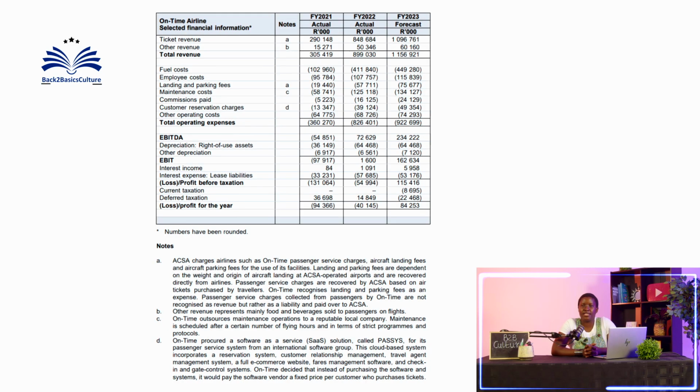Landing and parking fees are dependent on the weight and origin of aircraft landing at ACSA operated airports and are recovered directly from airlines. Okay, so we see that these landing and parking fees are dependent on the weight and origin of the aircraft. If we ever have to purchase a new aircraft, we need to consider its weight. Why? So that we make sure that we're managing those landing and parking fees.